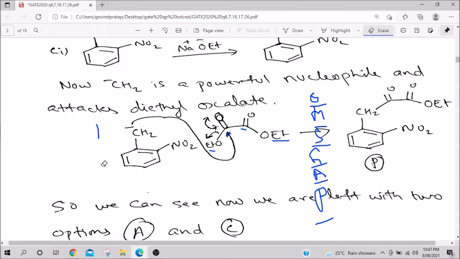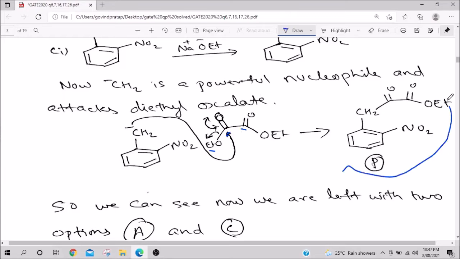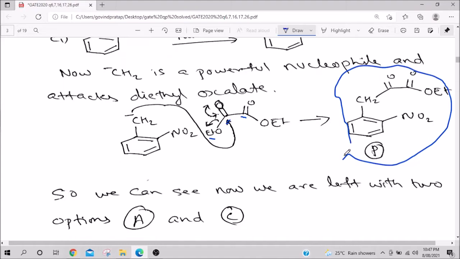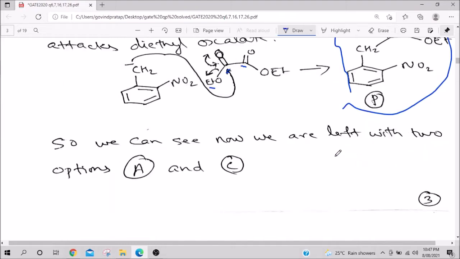Okay. So now this CH2 will go and attack, let me just rub it off. So this CH2 minus goes and attacks here, and this goes up, comes down, this ethyl group leaves, and this is what you get, P. So very clear cut, we are left with choices A and C, because that is what it was.